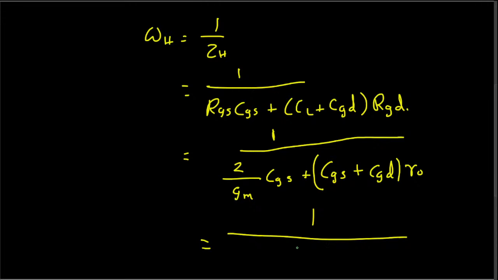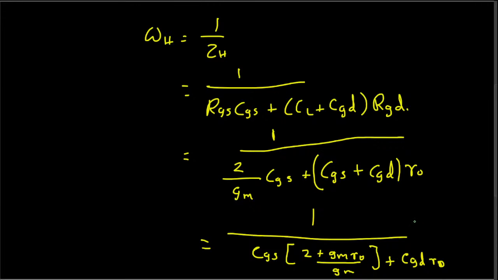So 1 over this one, 2 over gm. What we can do is multiply this ro for both of them, cgd and cgs, and then take the cgs common, because if we multiply this one, it becomes cgs ro. Then if I take cgs common, this one becomes 2 plus gmro over gm, and the last one, cgd times ro, remains the same.